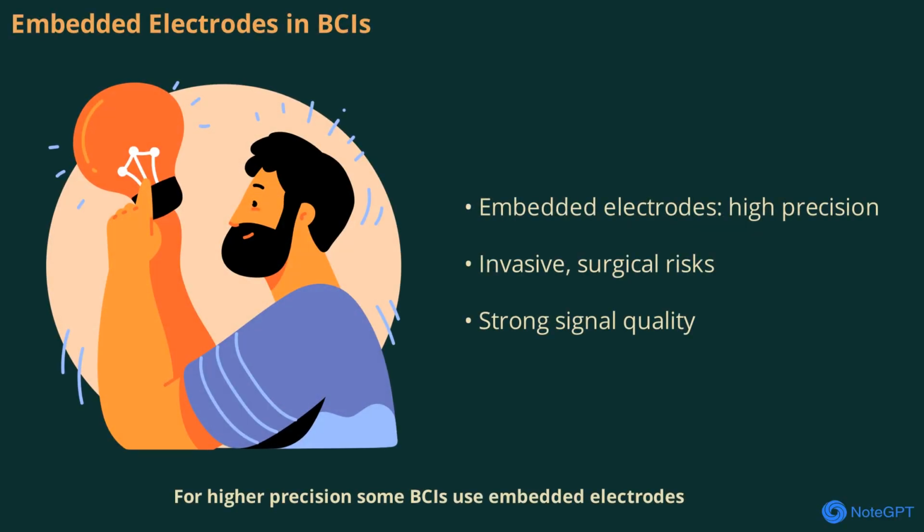For higher precision, some BCIs use embedded electrodes, such as ECoG or intracortical microelectrodes. These methods provide both high spatial and temporal resolution and a strong signal-to-noise ratio. However, they are invasive, requiring surgical implantation, and carry risks like infection or tissue damage. The decision to use embedded electrodes involves weighing the benefits of precision against the risks of invasiveness.